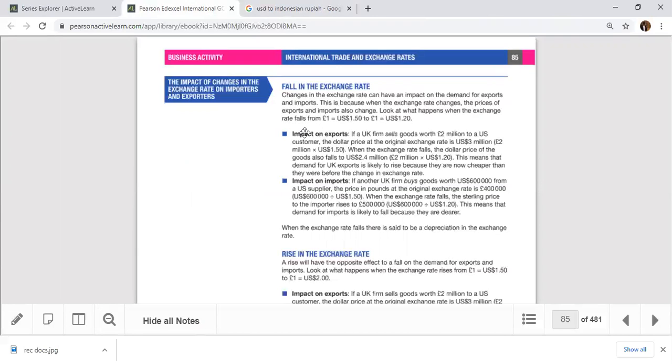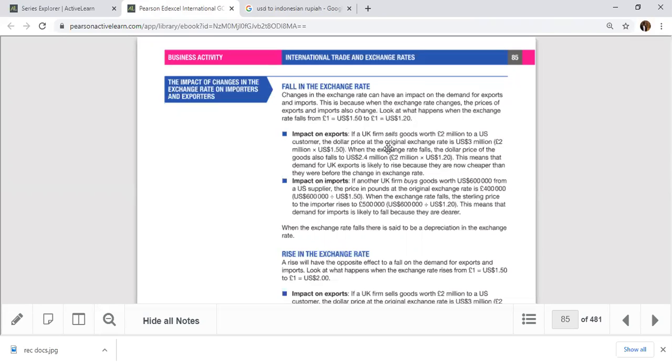If the foreign exchange is falling, the local currency becomes so much cheaper for other countries. As a result of that, what happened? The prices of exports and imports also change. What kind of impact is there for exporters? It is good for exporters. Why? In return, they can convert more local currency as a result.